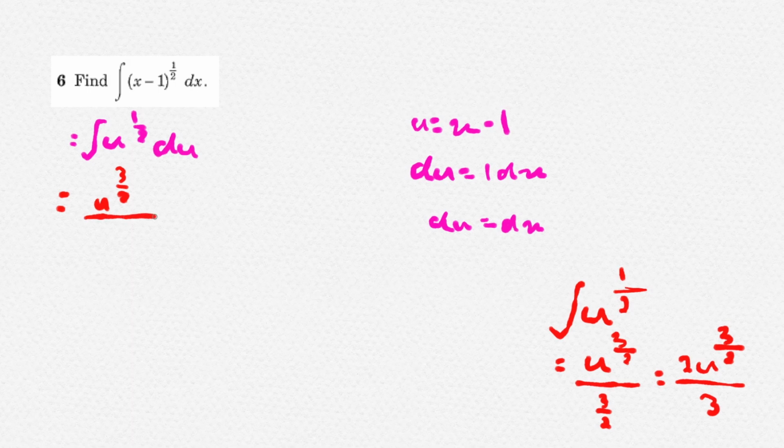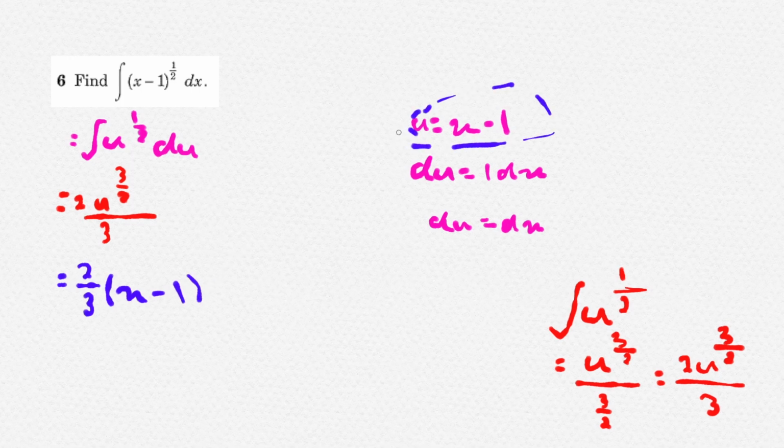Now, since the question is given in terms of x, let's find out our final answer in terms of x. Since we know u is equal to x minus 1, let's sub that back in for u. So 2 over 3 into x minus 1 to the power of 3 over 2. This will be your final answer plus a constant of c, because remember, what we are solving for are all primitive equations.